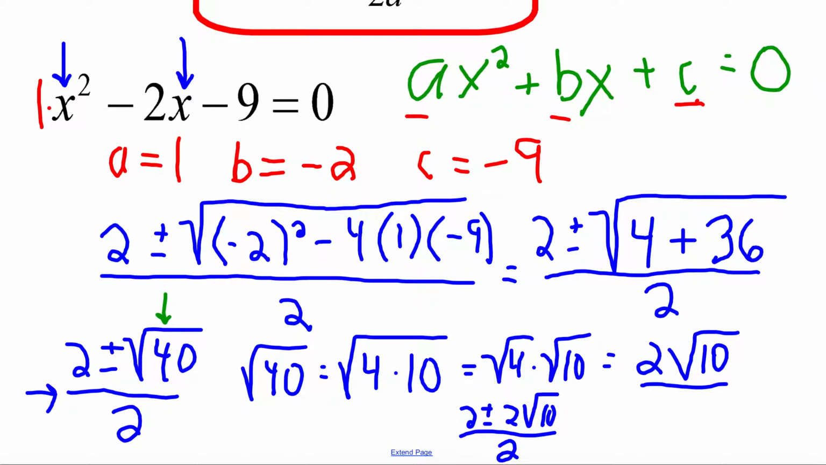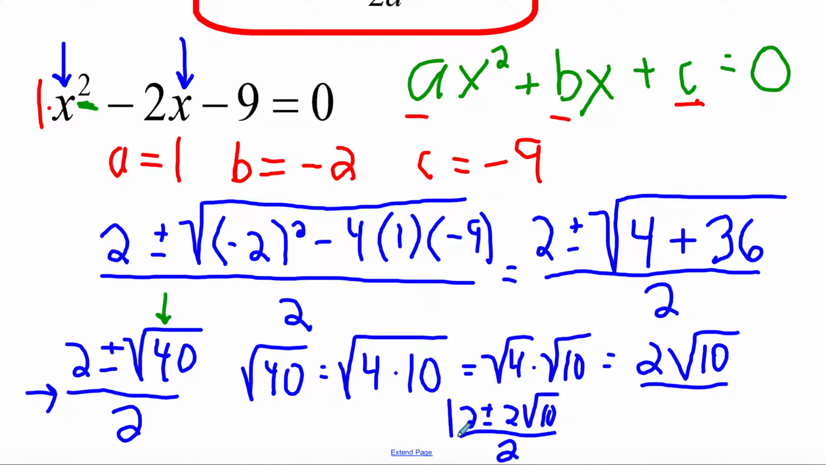Now, this is 2 answers. And you will always get as many answers for what x can be as the highest powered term. So here the highest power is 2, so I should get 2 answers. How is it 2 answers, you might be saying? Well, I have 2 plus 2 root 10 over 2 and 2 minus 2 root 10 over 2. So this is 2 answers, and we actually can simplify this a little bit further.